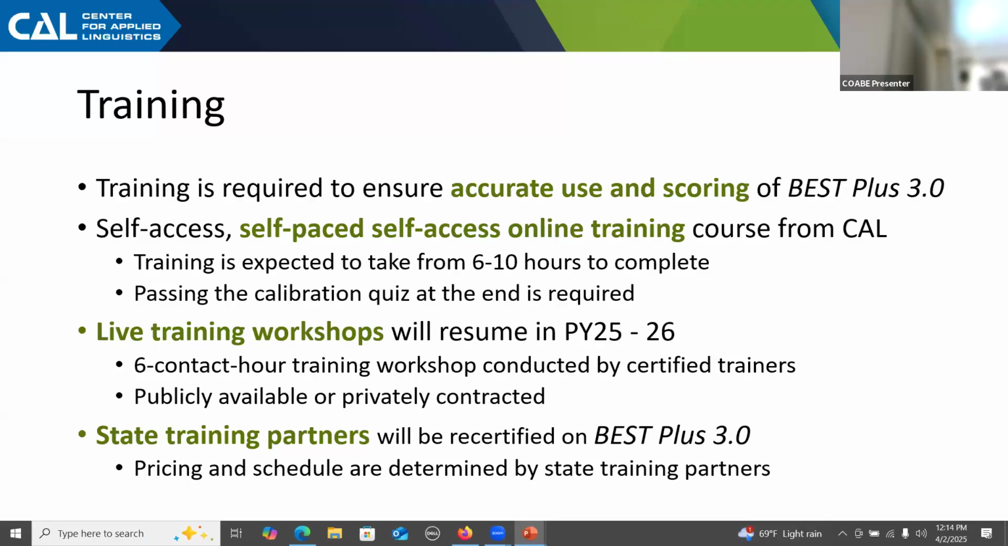So after June 30th, 2025, if you need to use the test to show gains for NRS accountability purposes, you have to pre-test with Best Plus 3.0 and post-test with Best Plus 3.0. You have to use the same version of the test for pre-test and post-test.